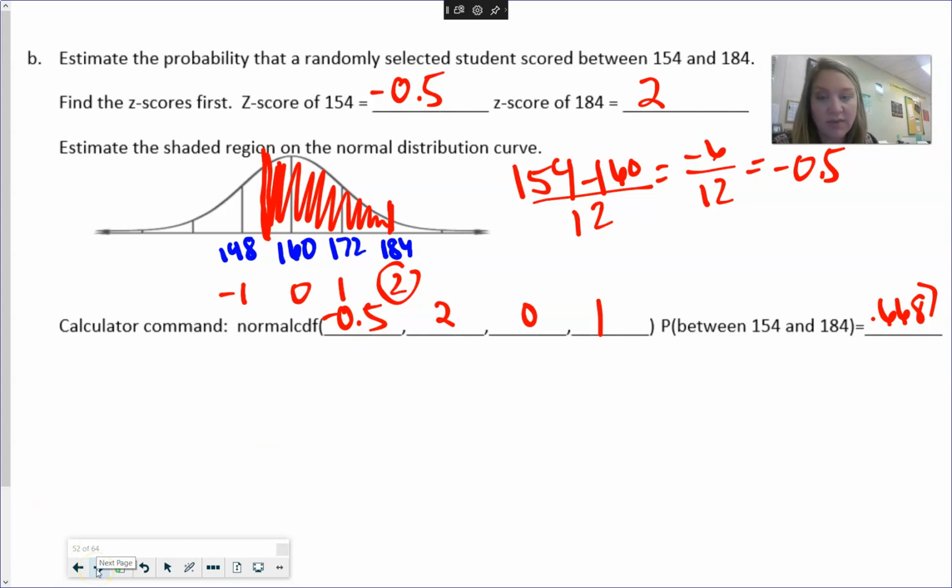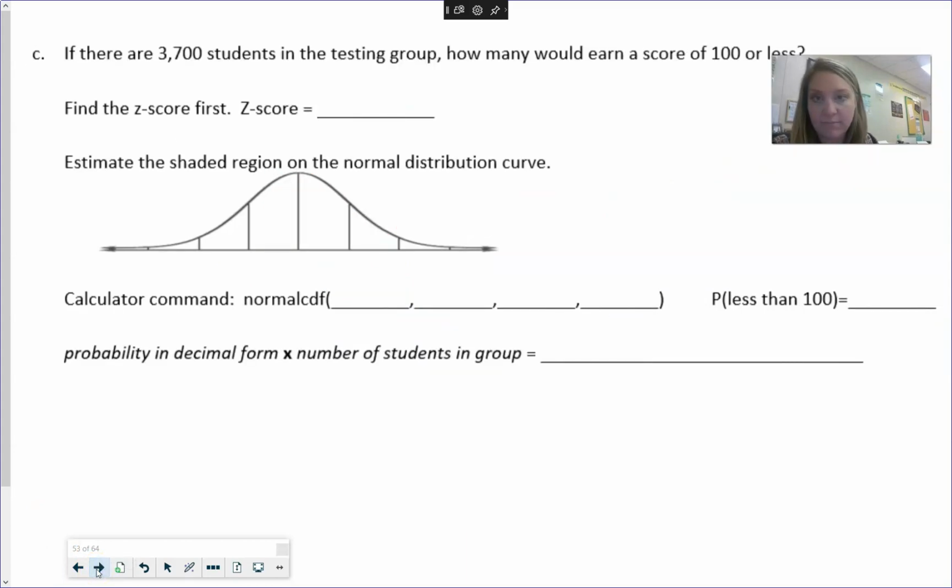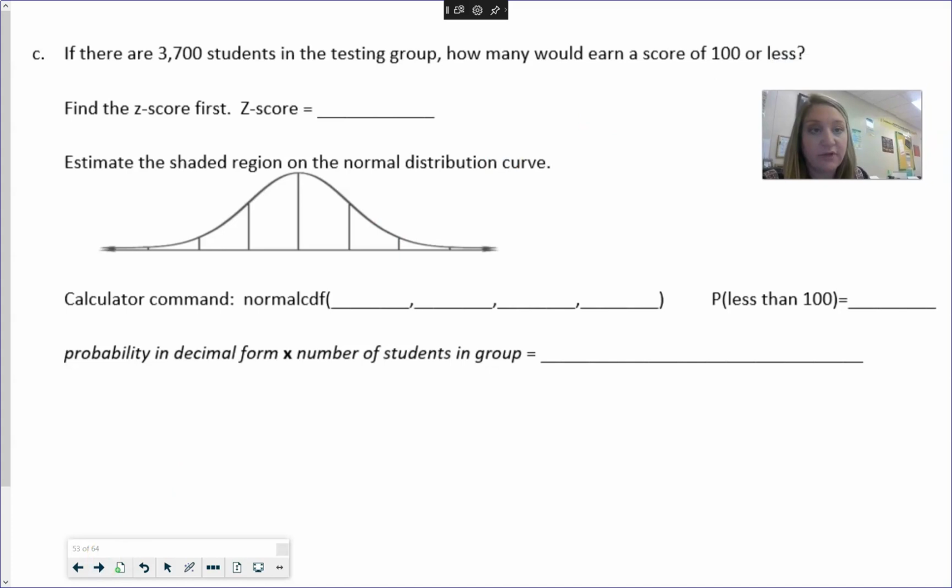All right, one more with me. Here we go. Okay, so this one, there's like a little extra question at the end. So if there are 3,700 students in the testing group, how many would earn a score of 100 or less? So we're not just doing probability. We have to find that, but then we have to apply it to how many students there were. Okay, so let's find the z-score first.